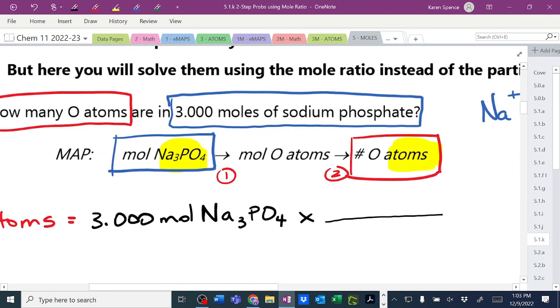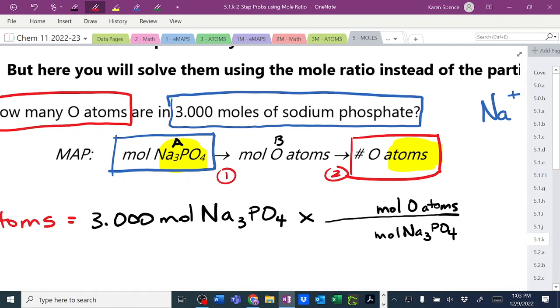And in this one, we're practicing using the mole ratio. So we're going to go from moles of A to moles of B. So we want moles of O atoms. We need to cancel moles of Na3PO4, right? Those two are going to cancel out.